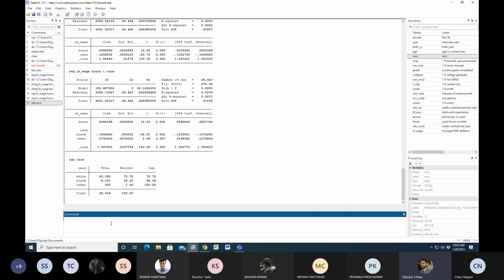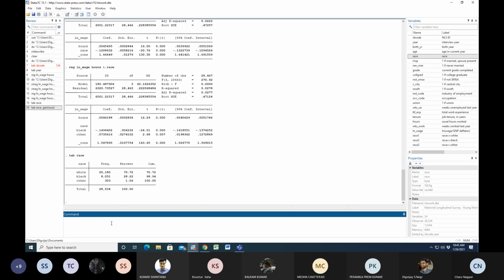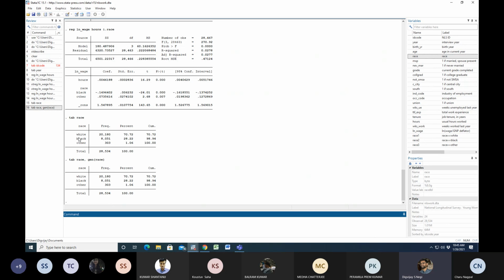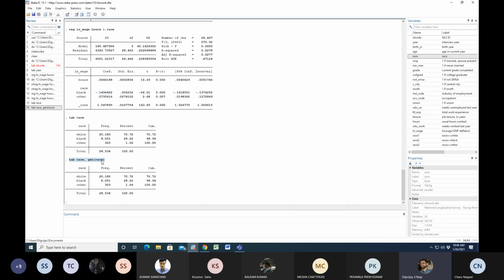So we have white, black, and other. If I generate a dummy variable for race, tab race, race is a categorical variable which has three categories: white, black, and other. I tabulate it and then generate a dummy variable for each category. So now Stata has done that for me. Race 1 is white, race 2 is black, and race 3 is other. Race 1 is 1 if the individual is white and 0 otherwise. Race 2 is 1 if the individual is black and 0 otherwise, and so on.